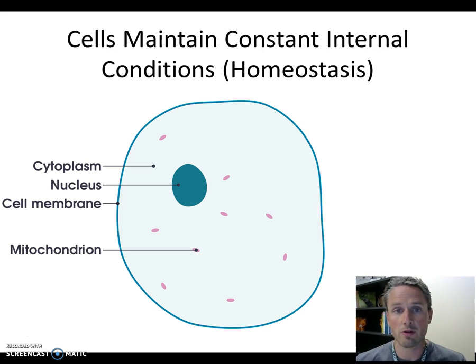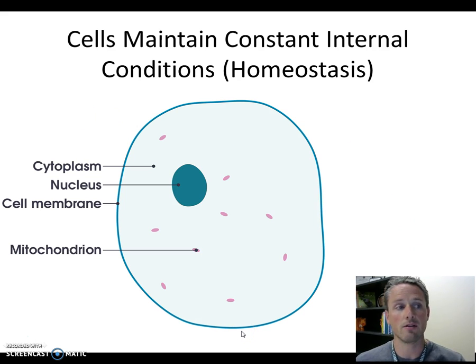So we've been learning about cells, and one of the important things about cells is that they have to maintain constant internal conditions. At the beginning of our biology class, we would have referred to that as homeostasis, right? Maintaining constant conditions. So here's a picture of a cell, right? It's got its cytoplasm inside, and then the cell membrane surrounds that cytoplasm, and then we've got the outside world.